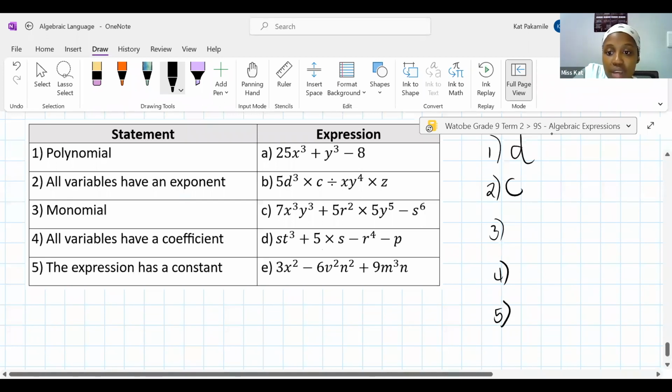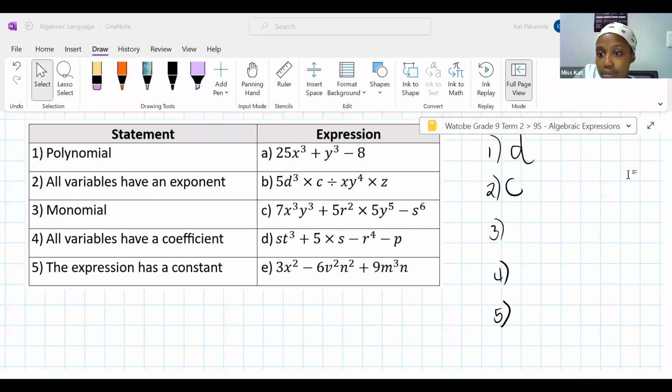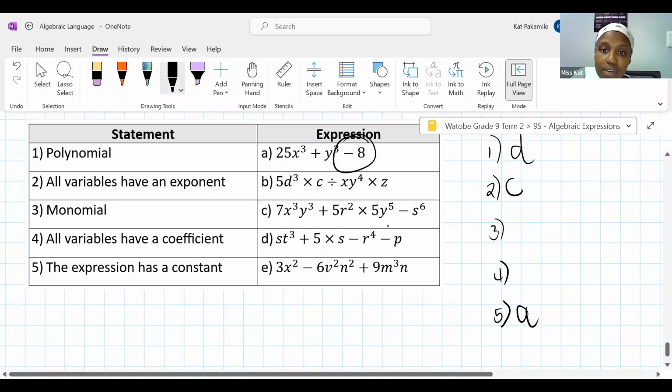Let's hear what the rest of the hands have to say. Tabby saying. Hi, ma'am. So, number 5 is A because the constant is -8. Thank you very much. So number 5 would be A because we have a constant of -8. Beautiful.